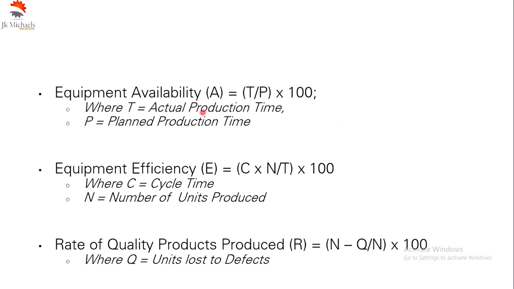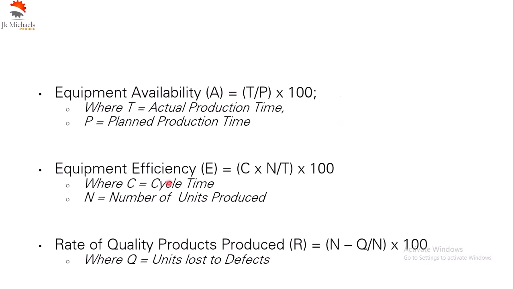Now, all of this will be expressed as a percentage, and that's why you're seeing multiplied by 100. So see, cycle time is the amount of time it takes to produce one unit, the standard amount of time, and then N is going to be the number of units produced. So the cycle time being 0.5, multiplied by the number of units produced, divided by the actual production time that you were provided, will give us our equipment efficiency or our equipment performance.